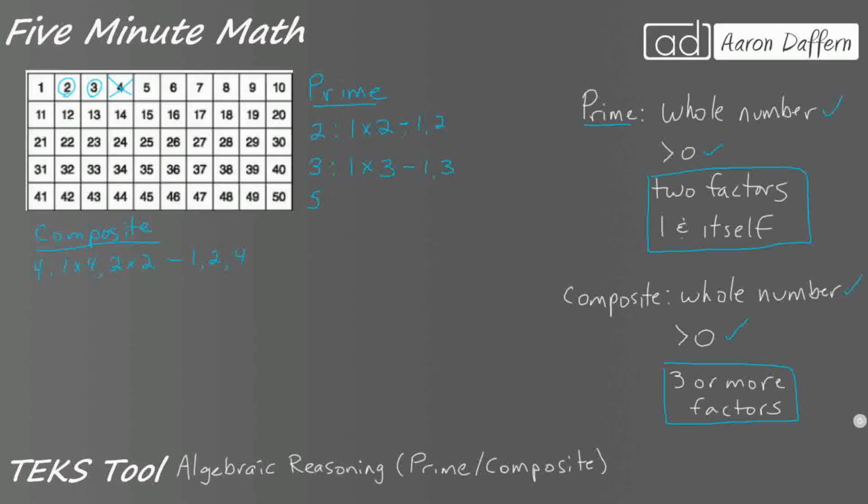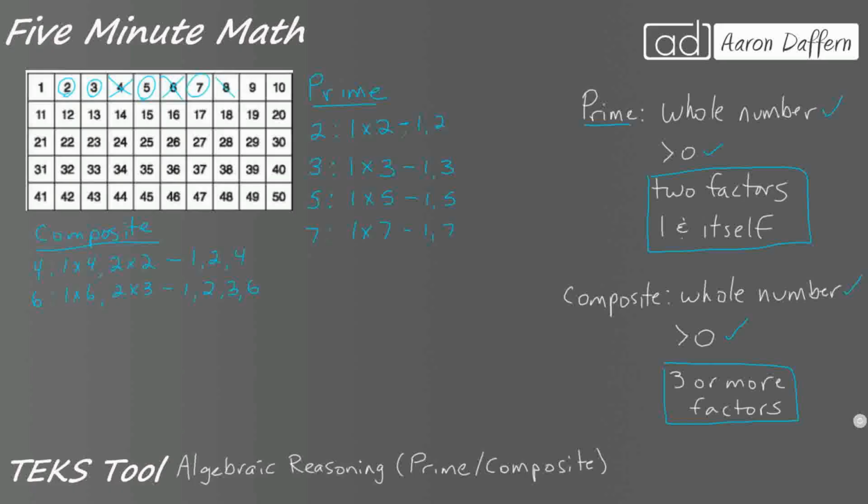5 is going to be prime because the only way to get to 5 is 1 times 5. So you're thinking, how can I multiply to get to that number? What about 6? 6 is not going to be prime. It's going to be composite because I can, as always, do 1 times 6, but I can also do 2 times 3. So it actually has four factors. We're going to put them in order: 1, 2, 3, and 6. 7 is going to be prime. 1 times 7, and then our factors are 1 and 7.